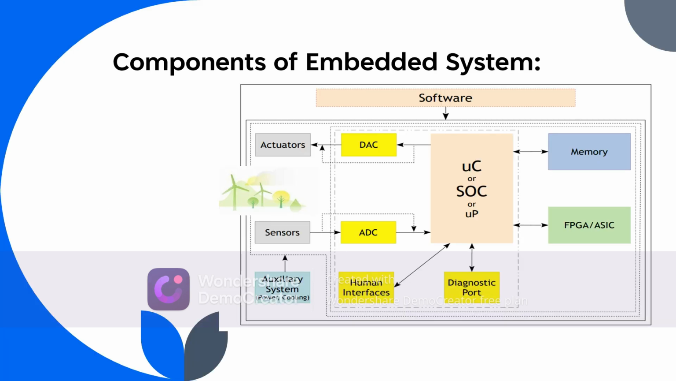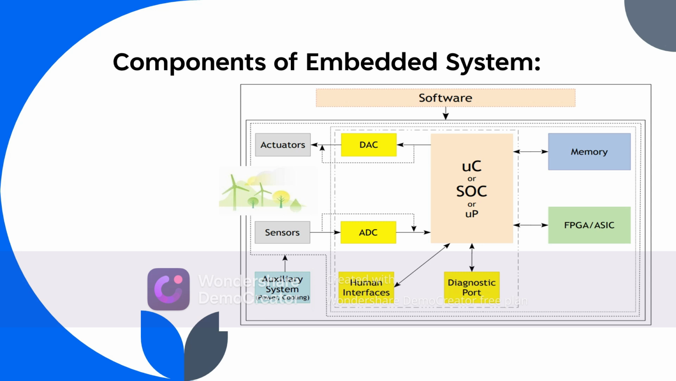Now we'll move to the components of embedded systems. It includes software, a microcontroller, a microprocessor, or system on chip. And we have other components like sensors, ADC, DAC, actuators, memory, FPGA, diagnostic port, human interfaces, and auxiliary system.